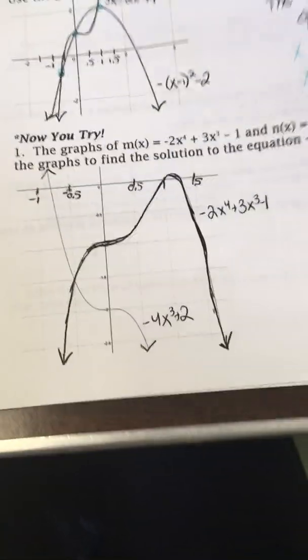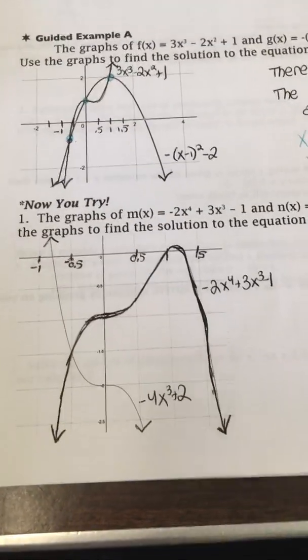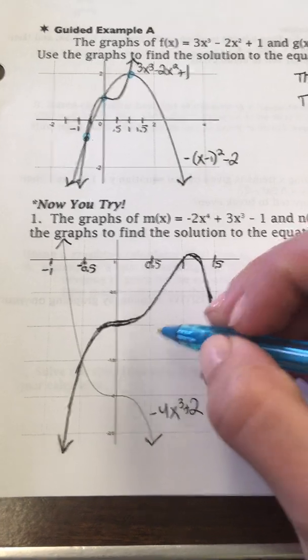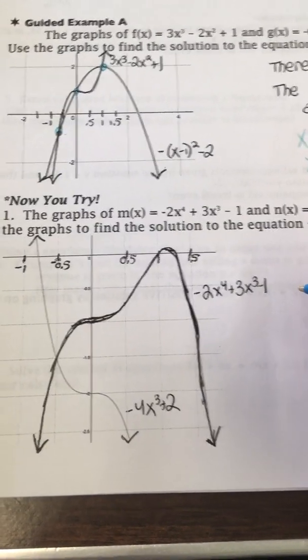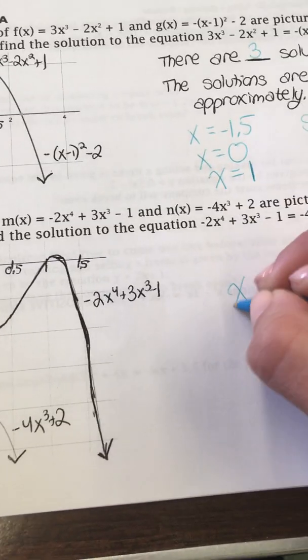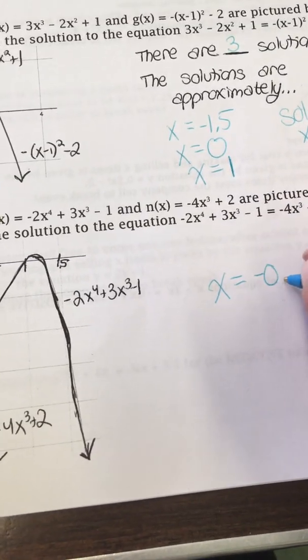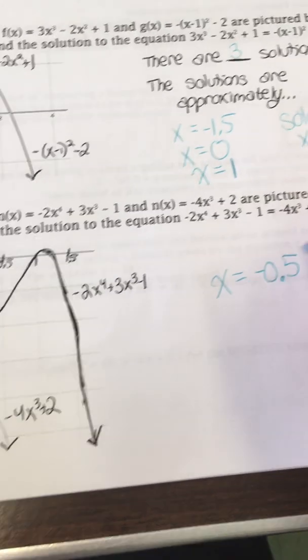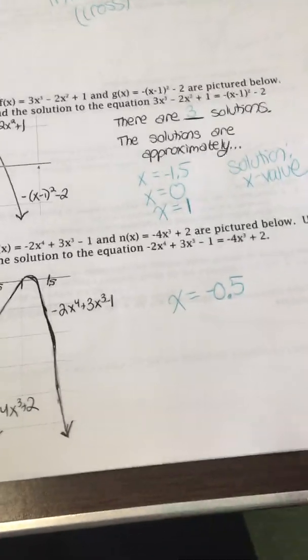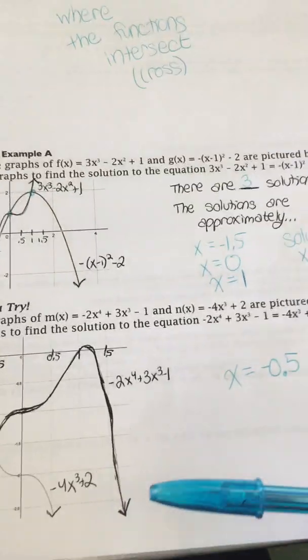So here's another example. You can pause the video, try it, and then check your answer. So this one, there's one solution, and they cross when x is -0.5. So if you're having trouble understanding anything on this page, pause the video, come talk to me, and I'll clarify anything for you. And if you're good, move on to the next.